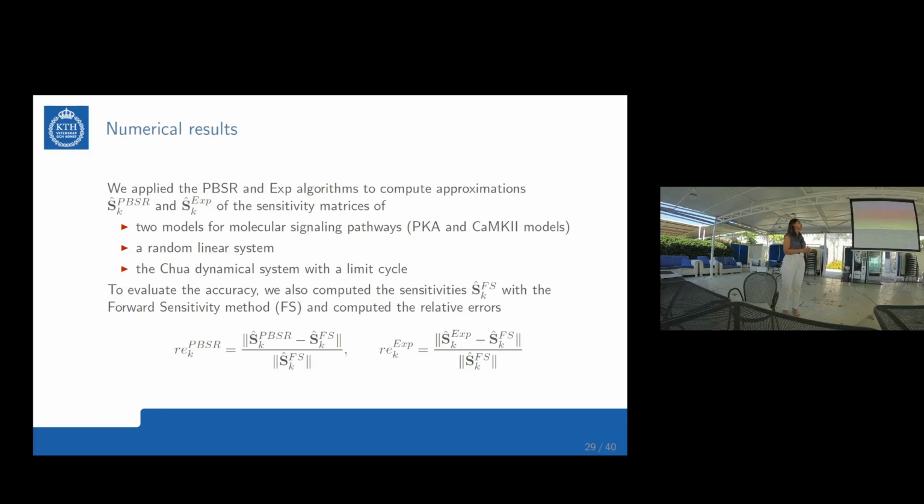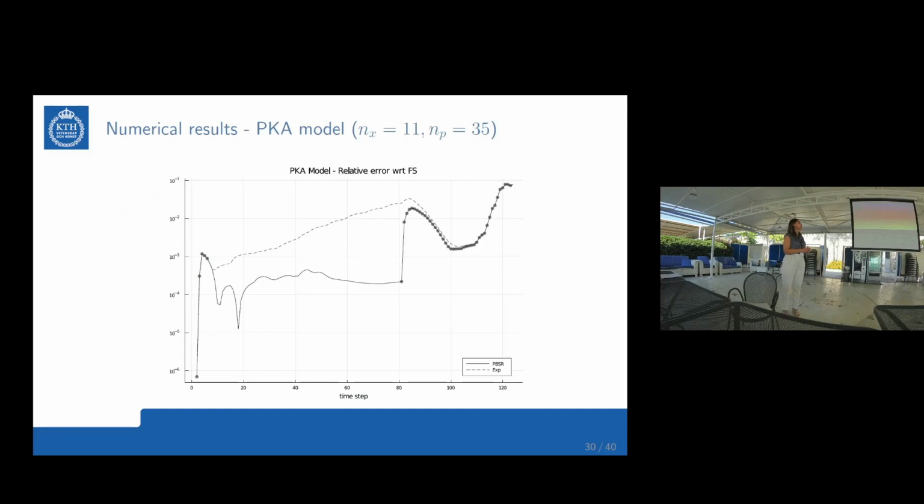as our reference, because its problem is not the accuracy but the inefficiency. And so we computed the relative errors at each time step k. So here we have some plots. Here are the results for the PKA model, that is a system of dimension 11 for the state space and 35 for the parameter space. Here on the x-axis you have the time step, and we're plotting the relative error that I was talking about. So relative error of the sensitivity with respect to the forward sensitivity method.